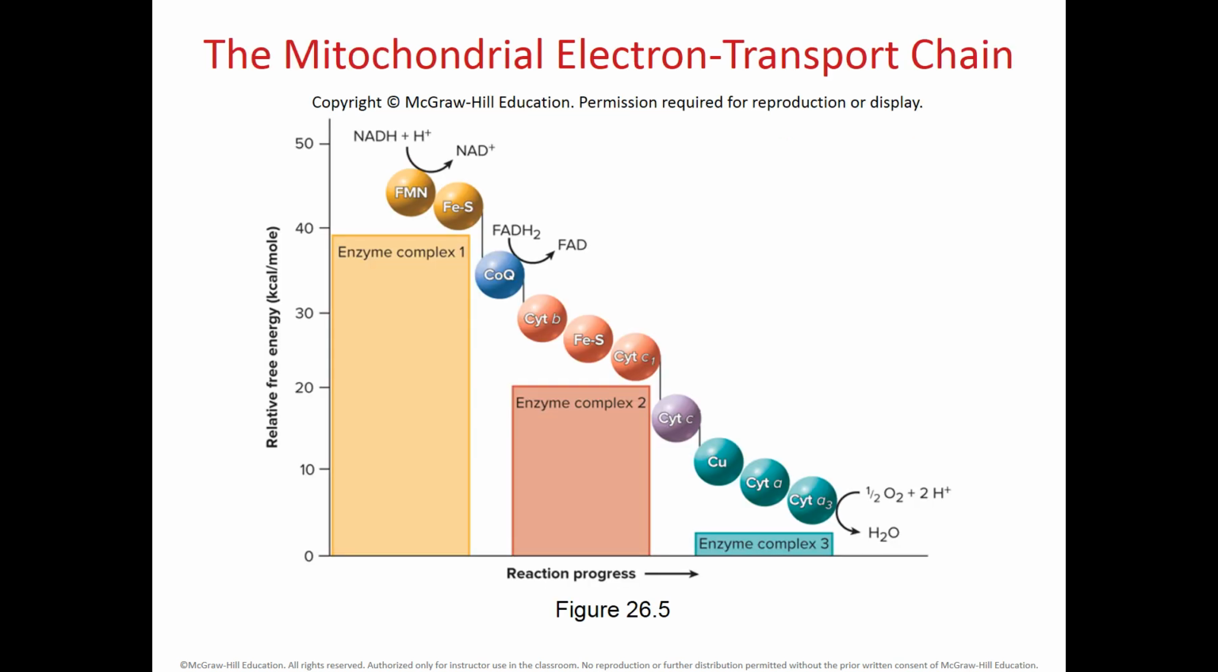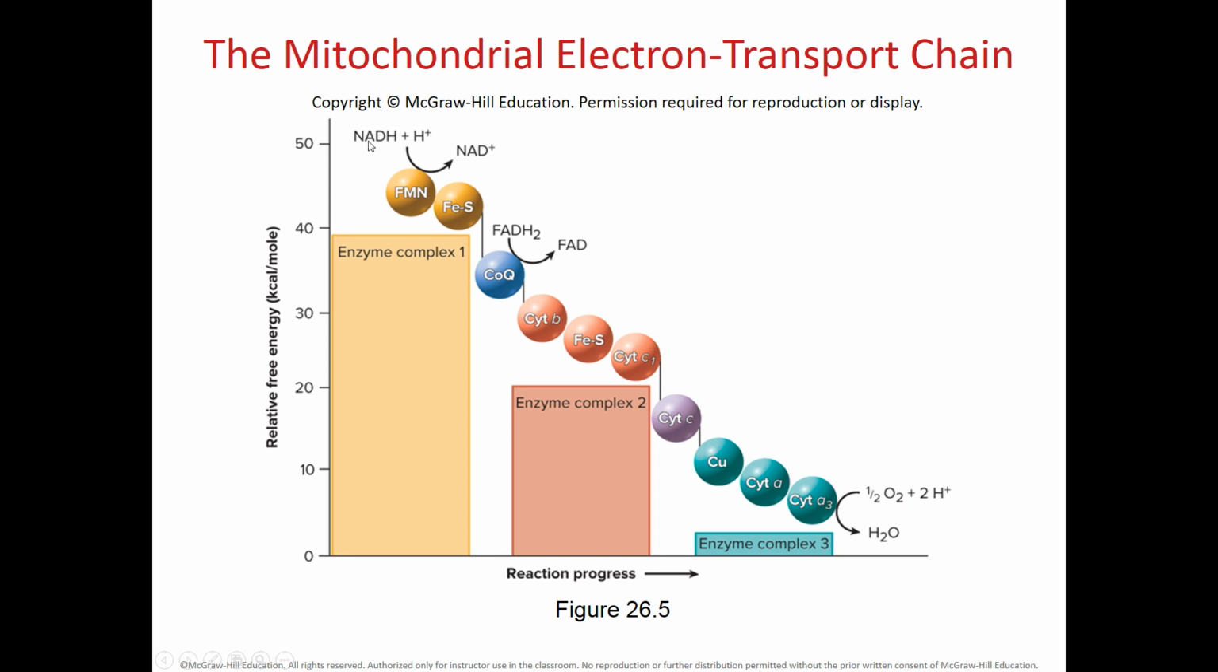So this is the diagram to show you how these complexes are arranged within the inner membrane. So you have this FMN that is going to receive these electrons from NADH coming from the Krebs cycle. Then this FMN is going to be linked to this iron sulfur complex, which is going to be transferring some of these electrons into coenzyme Q. And this coenzyme Q is going to receive also electrons from FAD, FADH.